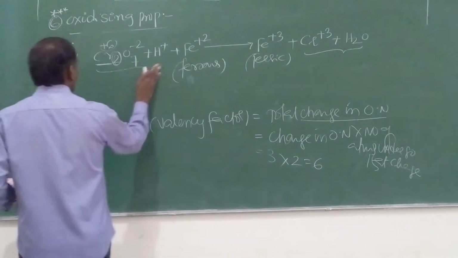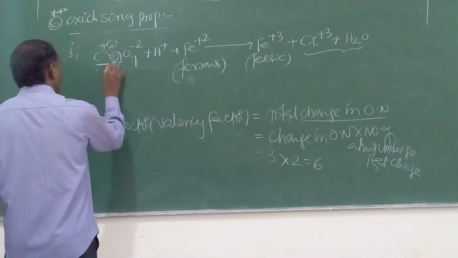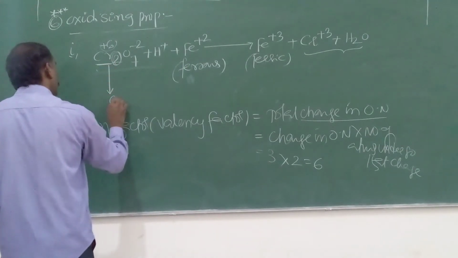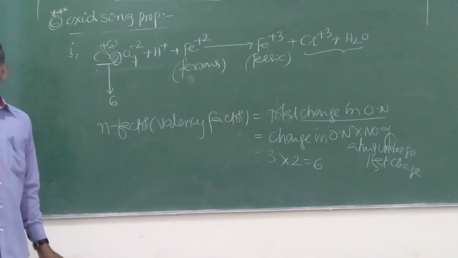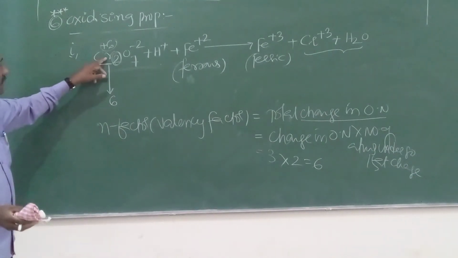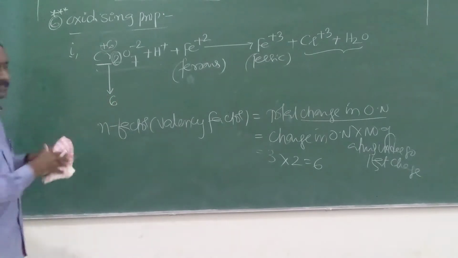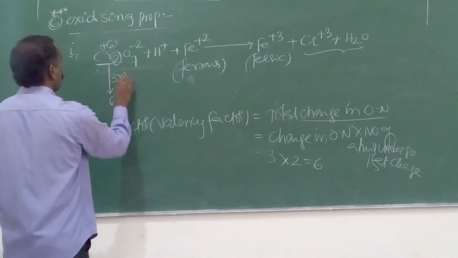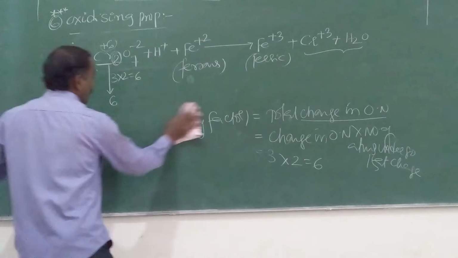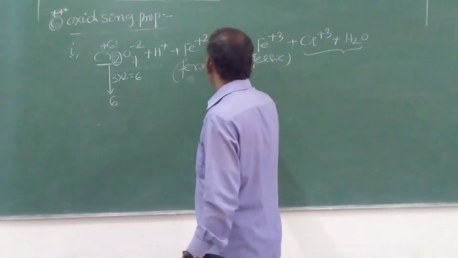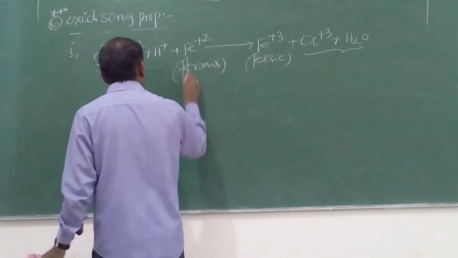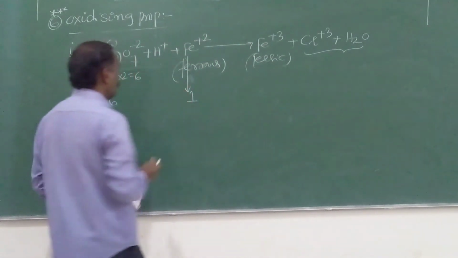Otherwise, in all the oxidizing properties of dichromate, the n factor of dichromate is 6. That you should remember. For dichromate, n factor is fixed as 6. Whenever dichromate is there, n factor is what? 6, because 3 into 2 equals 6. Next, iron. With respect to iron, n factor is 1, because this side 2, this side 3. N factor is 1.